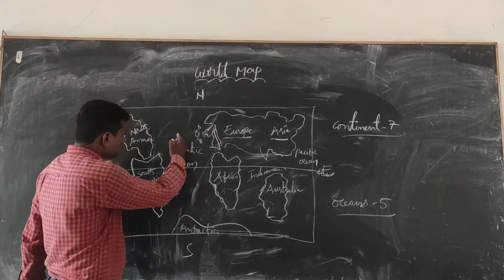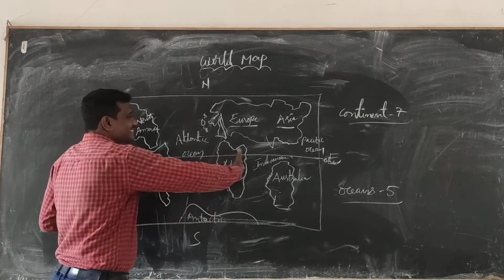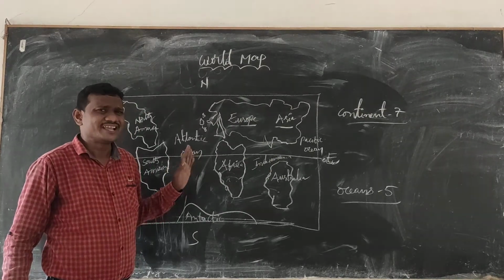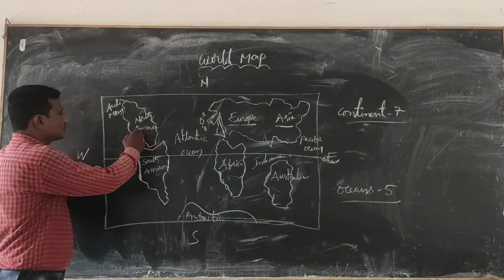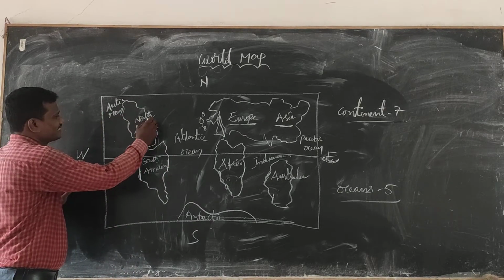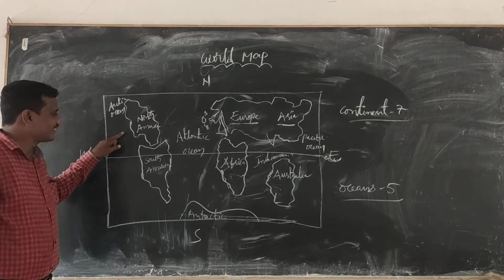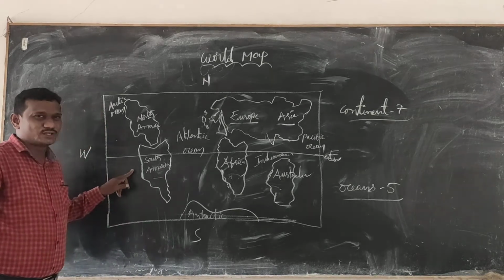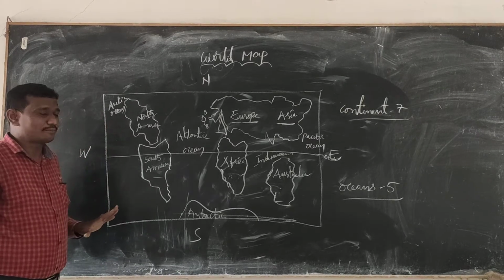Here, one ocean is the Atlantic Ocean. This Atlantic Ocean divides the eastern continents and western continents. Earlier we discussed eastern continents. Now go to the western side. Top in the northern hemisphere, it is the North American continent. Down, the South American continent. Total, 6 continents are completed.